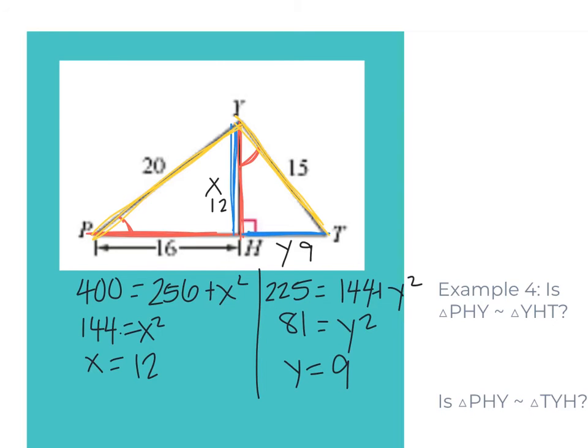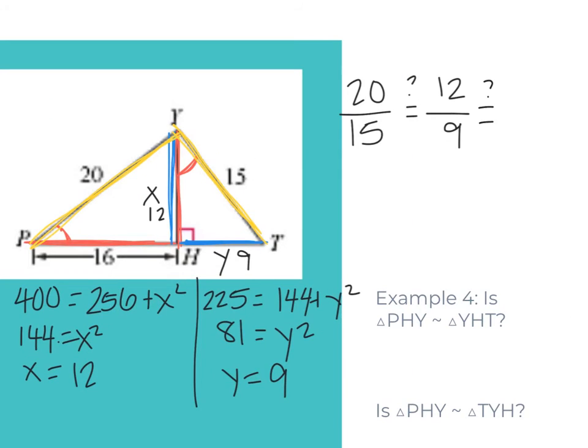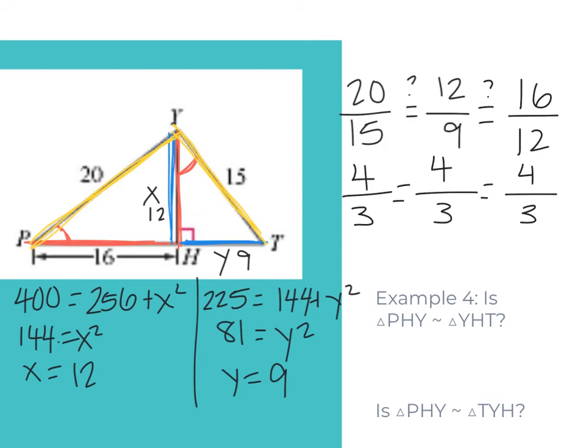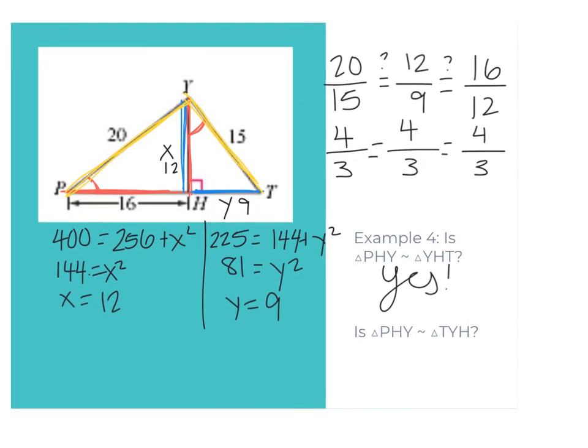Now I'm going to check, is 20 over 15 the same as 12 over 9? And is that the same as 16 over 12? Well, 20 over 15 reduces to 4/3. 12 over 9 also reduces to 4/3, as does 16 over 12. So yes, they are.